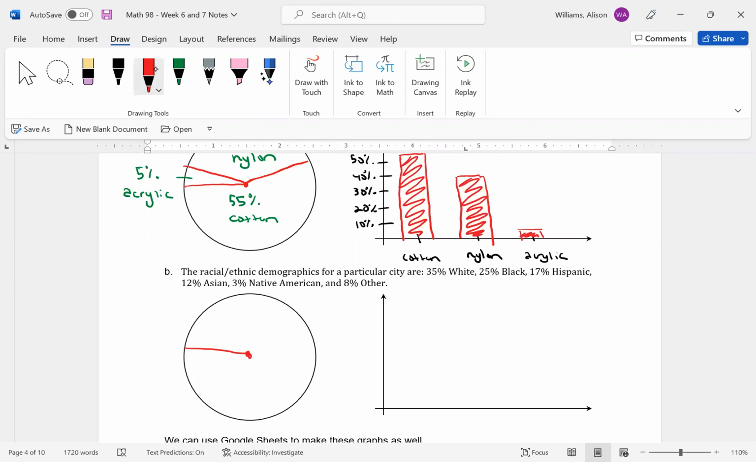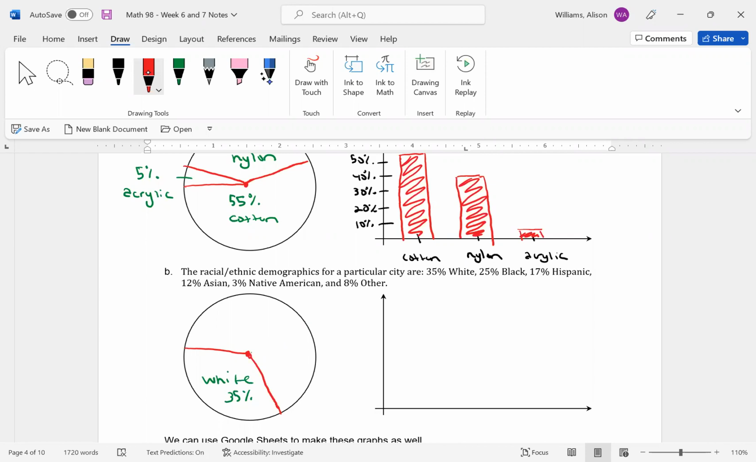Probably should be a little bit bigger. That's as close as I can get. Okay, so that'll be the white. Oops, there's a T. And that's 35%. Black is 25%. Okay, so 25% is actually easier. It's kind of like a little quarter of it. In fact, a quarter might have been easier to have done.